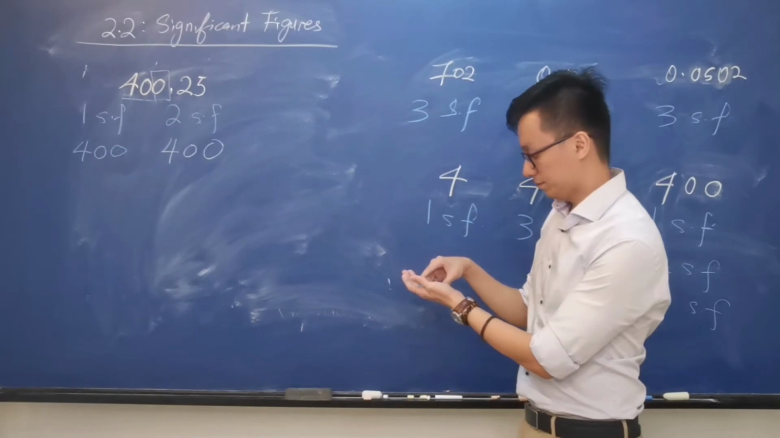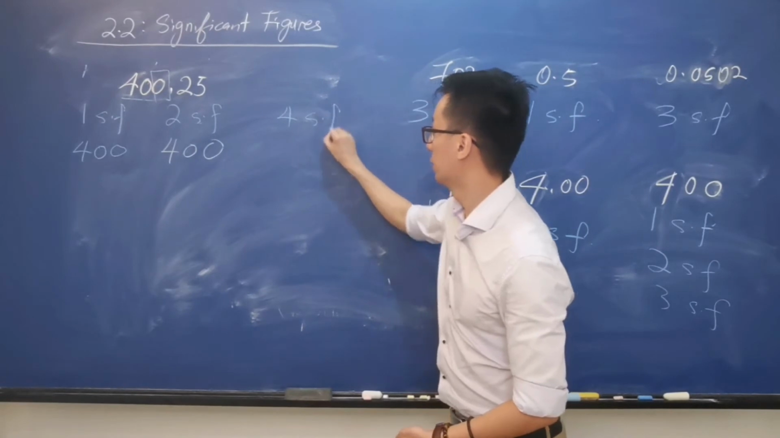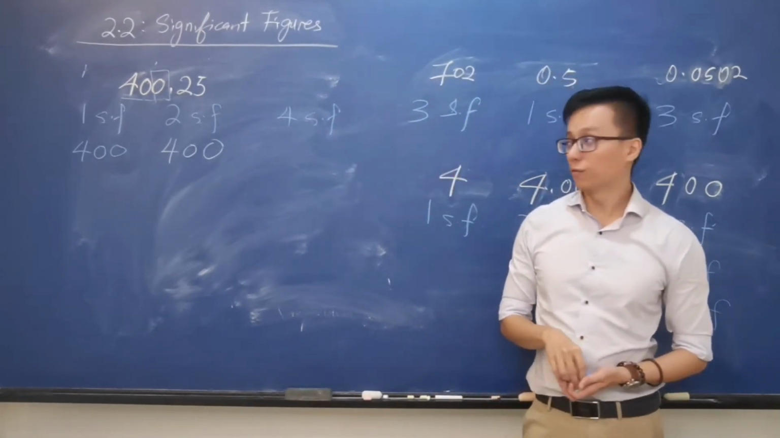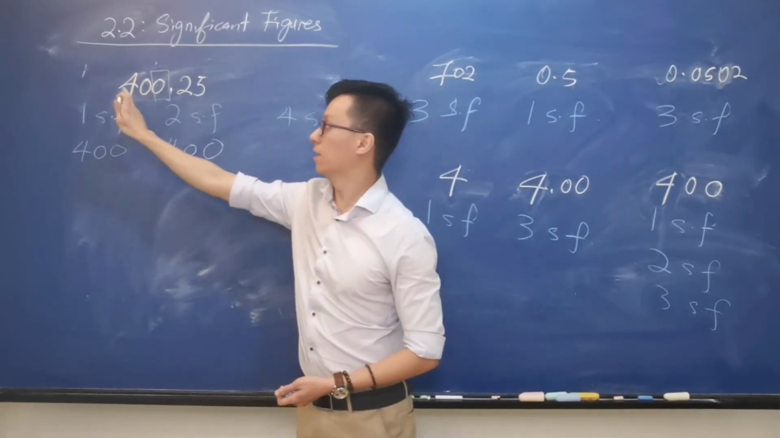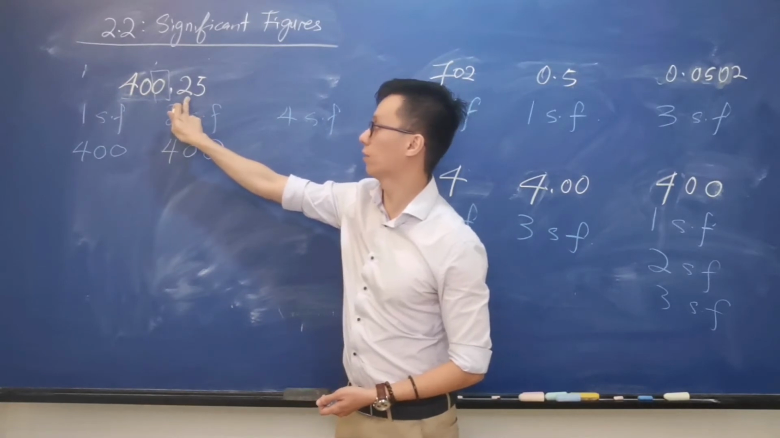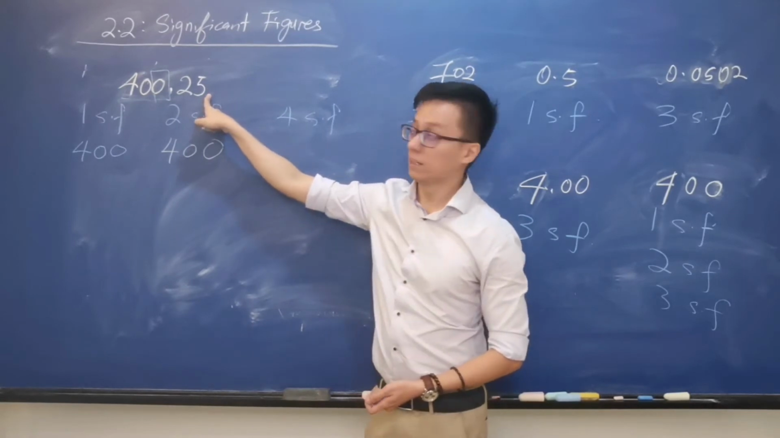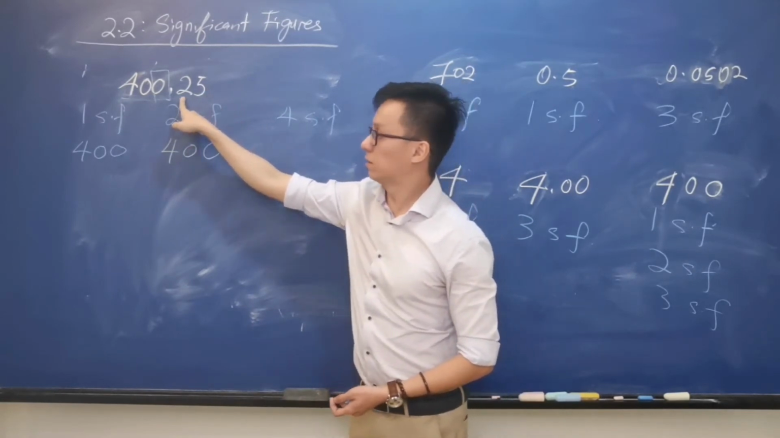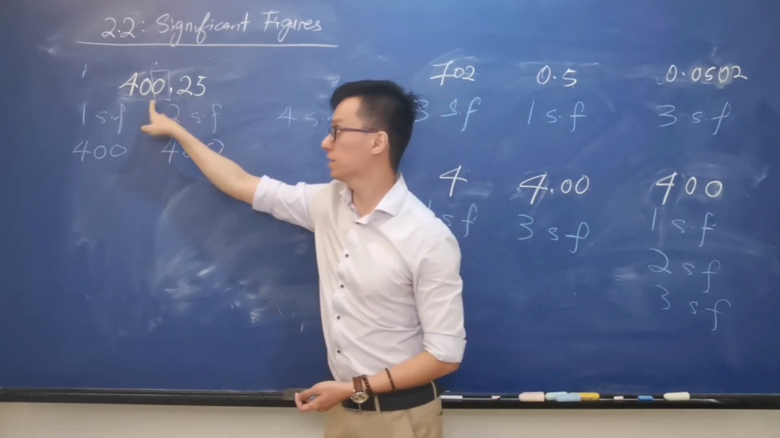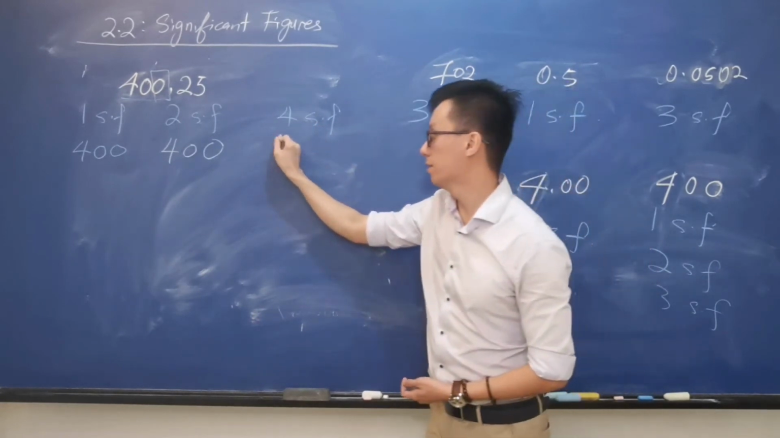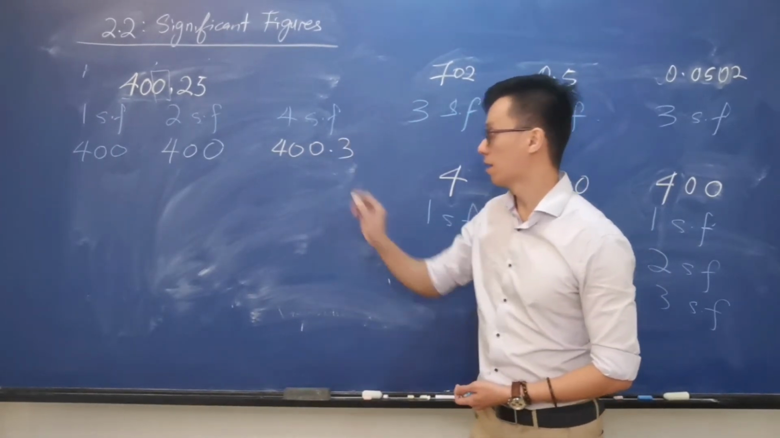So how about if I want to write this in 4 significant figures? We count from left to right: 1, 2, 3, 4. Okay? 1, 2, 3, 4. So the 5 here makes the 2 turn to 3. So if this number is written in 4 significant figures, it will be 400.3.